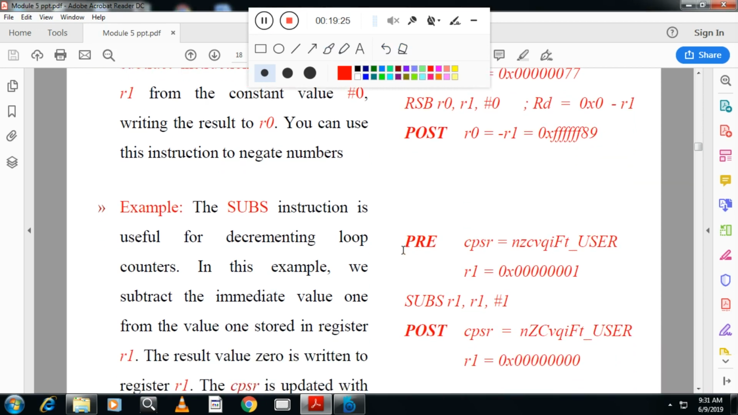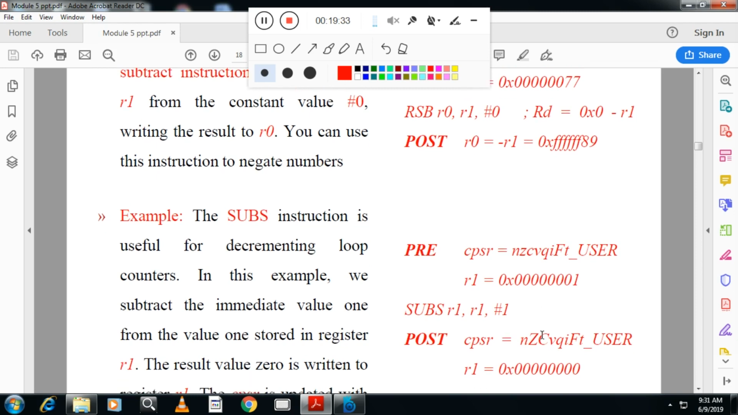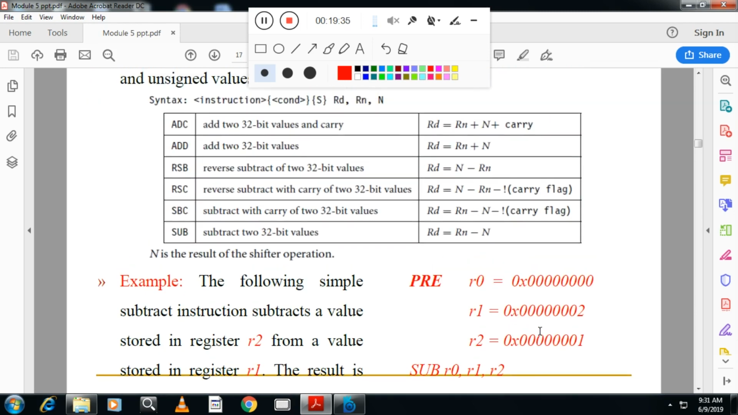So now here you can see SUBS. When you use this instruction, the flag is affected, whereas with the previous one the flag is not affected. So dear friends, we have completed two instructions: SUB and RSB, reverse subtraction.